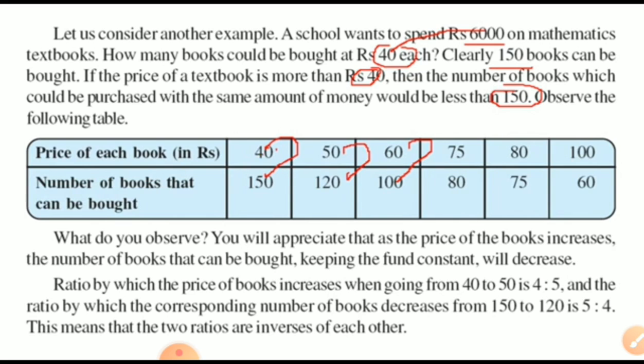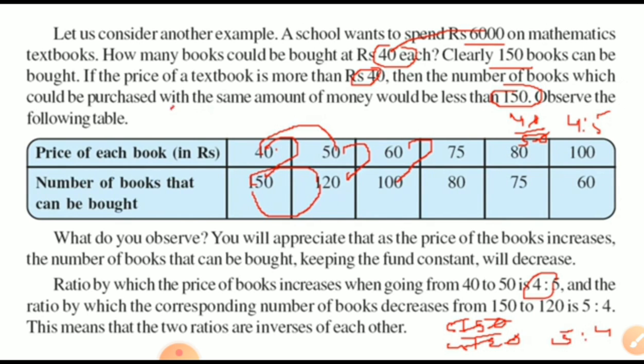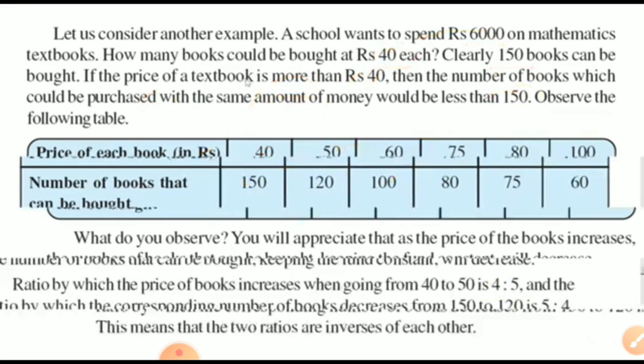Yes. What do you observe? You will appreciate that as the price of the book increases, the number of books that can be bought, keeping the amount constant, will decrease. The ratio by which the price of the book increases going from 40 to 50, that means we can say 4 is to 5, and the ratio by which the corresponding number of textbooks decreases from 150 to 120 is 5 by 4. So the two ratios are inverse of each other.